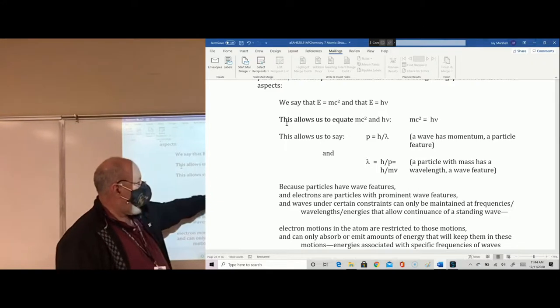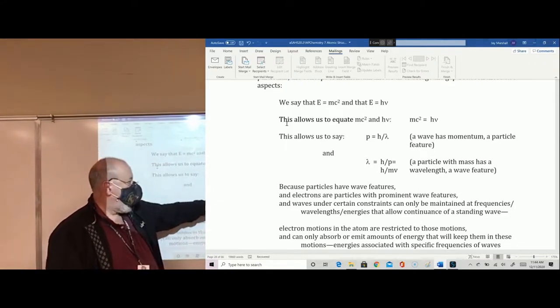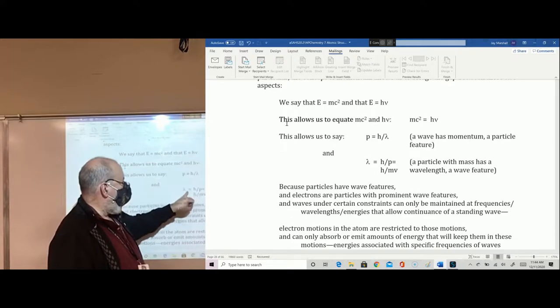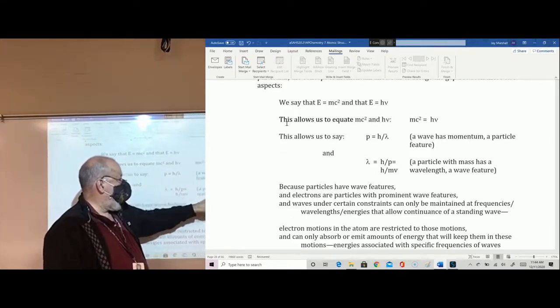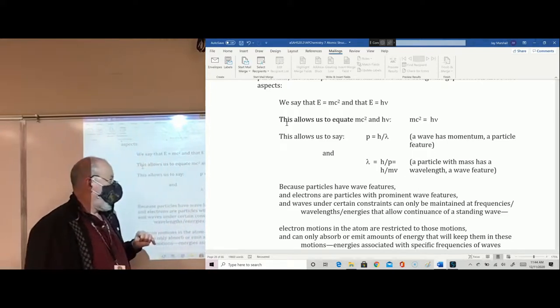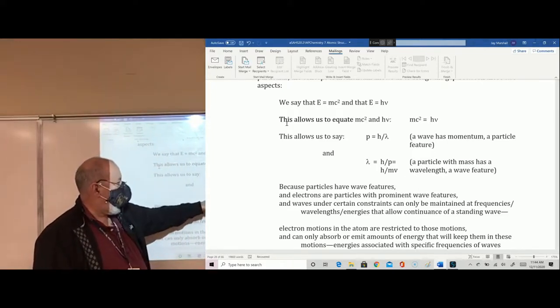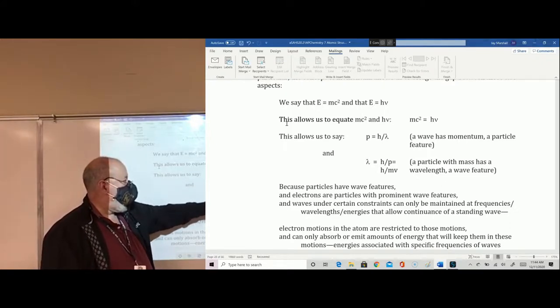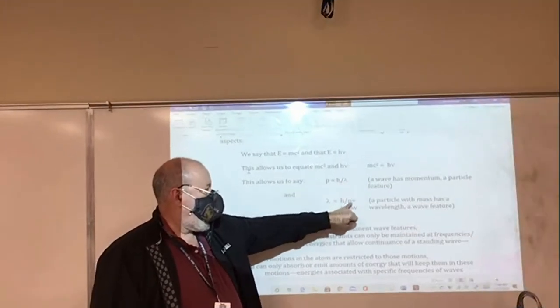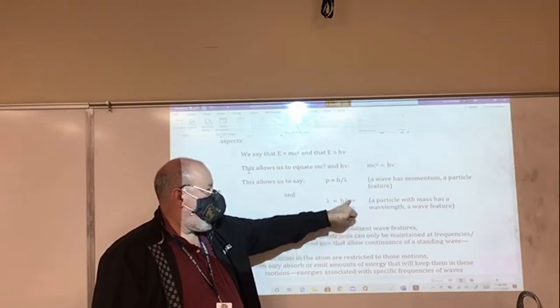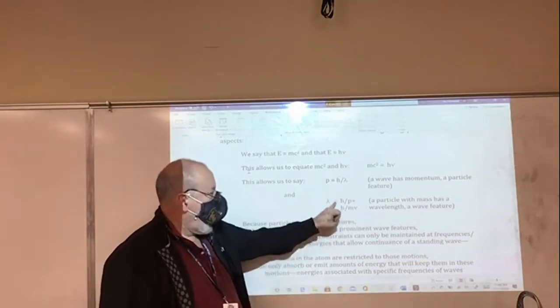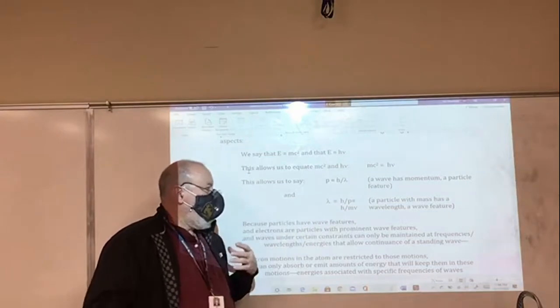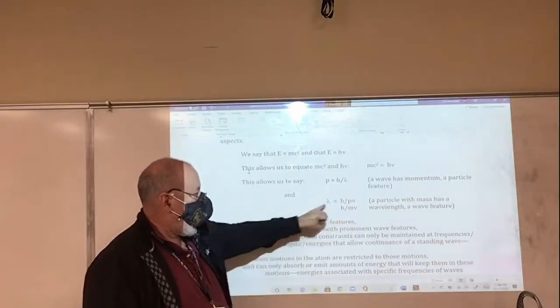Okay? And then we can switch this up. And this is what de Broglie did. He said a particle with a mass has a wavelength. If we take the wavelength and do the same kind of thing here, rearrange the equation, we say that the wavelength equals Planck's constant divided by momentum, and then we substitute mass times velocity in there, and we find out that even when we travel, we have a wavelength.